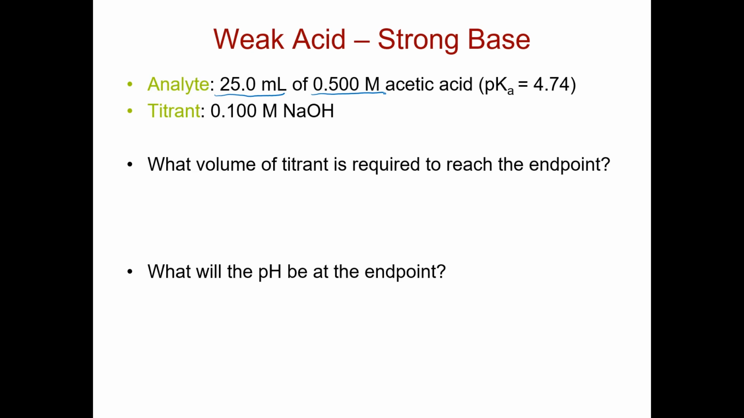Let's go ahead and write our reaction up here at the top. We have acetic acid, and that reacts with the hydroxide ion. We don't really care about the sodium. We're going to get acetate out of that. More precisely, we're going to get sodium acetate, but we don't care about the sodium because it doesn't affect the pH. We only care about the acetic acid and the hydroxide ion, and we're going to get water. So we want to react 25 milliliters of 0.5 molar acetic acid with 0.1 molar sodium hydroxide.